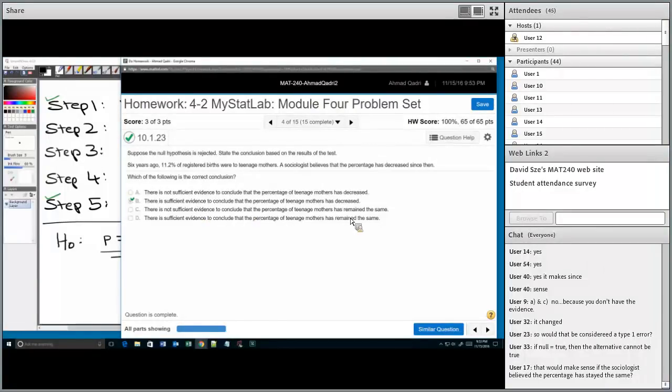Well, there's not sufficient evidence that the proportion has remained the same. So what that means is that the sociologist thinks it has changed, right? If it has changed, it could have changed by being more than or less than. But we're testing a decrease. We're not testing more than, right? That's the reason why C is not correct. Does that make sense?